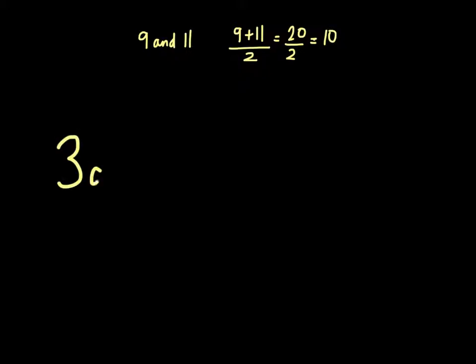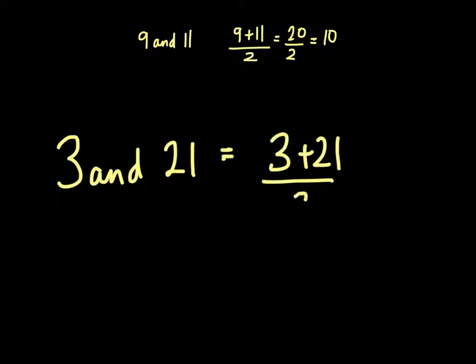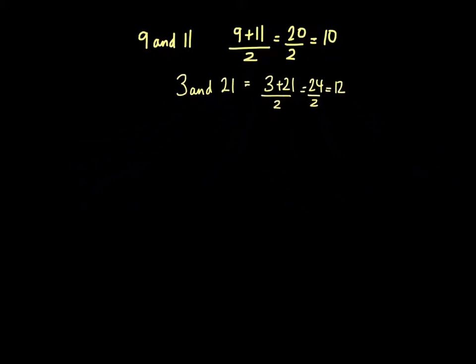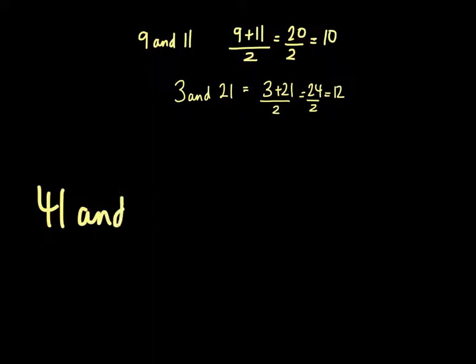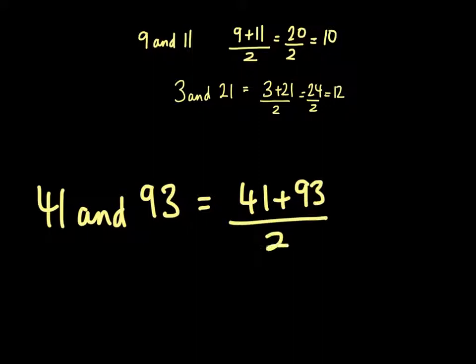Let's try the next one we did. The other one was 3 and 21. So 3 plus 21 divided by 2 is 24 over 2, which is 12, which is the answer we had before. So if we've got more challenging ones to work with, like 41 and 93, all you have to do is do 41 plus 93 divided by 2, stick it into your calculator, and you get an answer of 67.